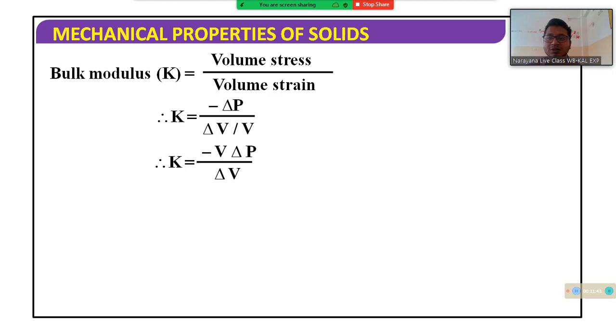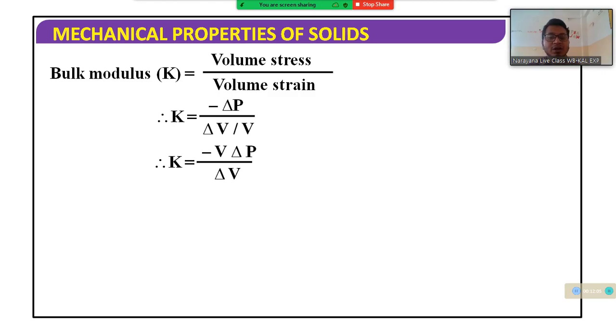And volume is bulk modulus. What is bulk modulus? Bulk modulus means volume stress by volume strain. What is stress? Stress equals force per unit area, and we know that force per unit area is equal to pressure. So instead of volume stress we can write delta P.